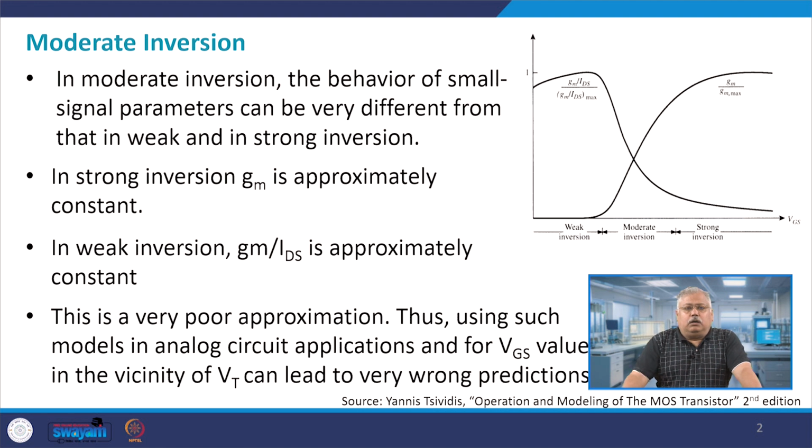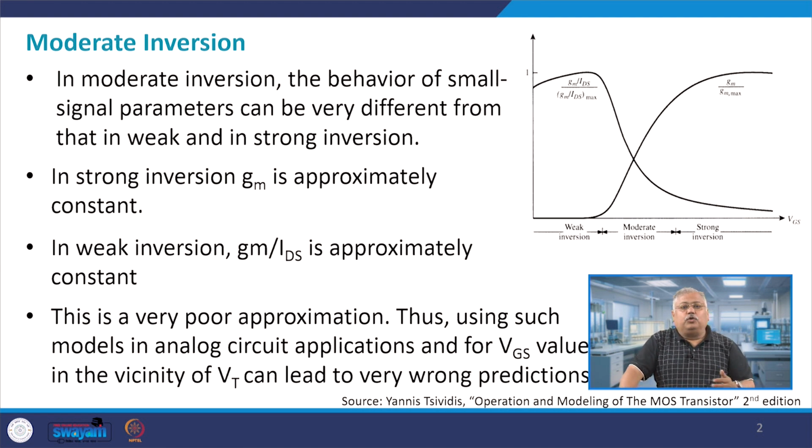So, the behavior of the various small signal parameters in the moderate inversion region is actually very different from a weak and a strong inversion region. I will explain to you why it is like that. Let's go first of all to the weak inversion region. In the weak inversion region, the primary reason for the transport is basically diffusion, and in the strong inversion region, the primary reason is basically drift diffusion.